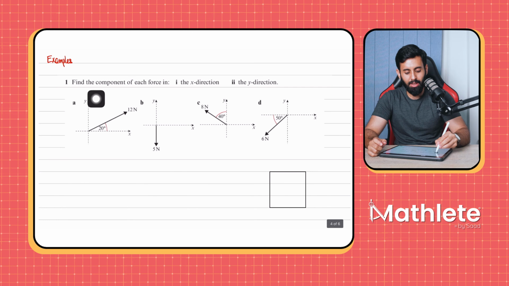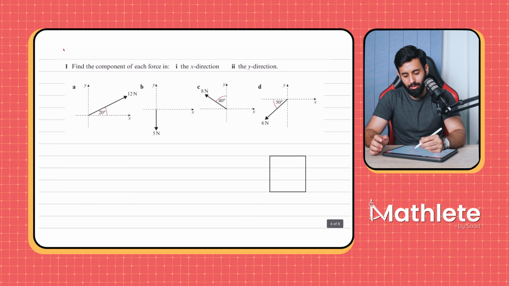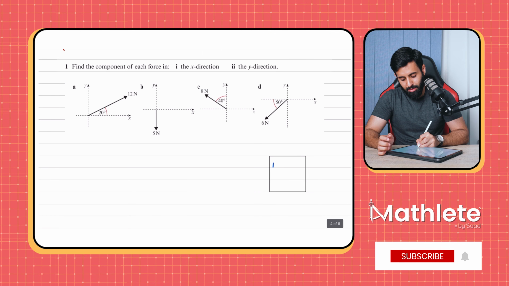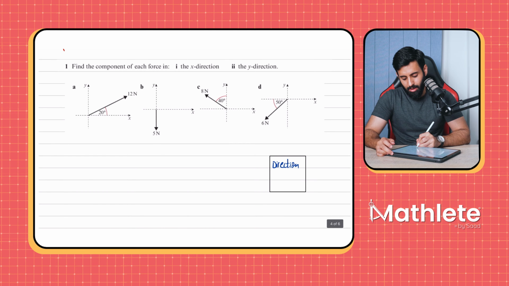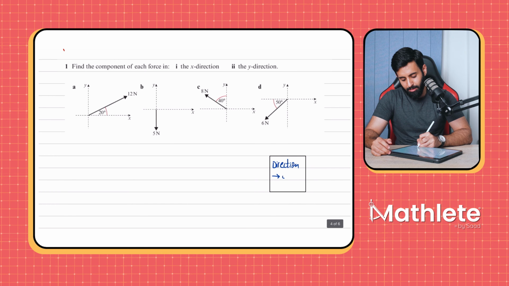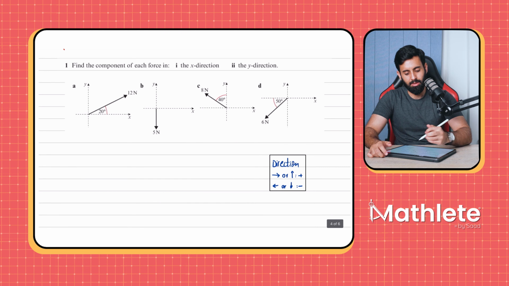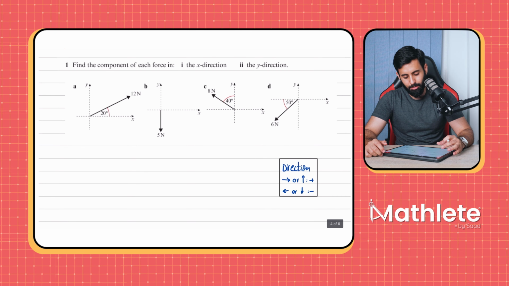Now, it says here, find the component of each force in the x direction. Now, you may be wondering what exactly is this box here for. Remember, whenever we're breaking it down, we need to have a sense of direction as well. Now, 9 out of 10 times, in fact, always, the rightwards and the upward forces are considered positive. So that's what we're going to do. Whatever is acting rightwards or upwards will be considered positive, and whatever is acting leftwards or downwards will be considered negative. Okay, now what do I mean by that? Just hang in there, I'll explain shortly. Okay, so we're going to do all these 4 parts.